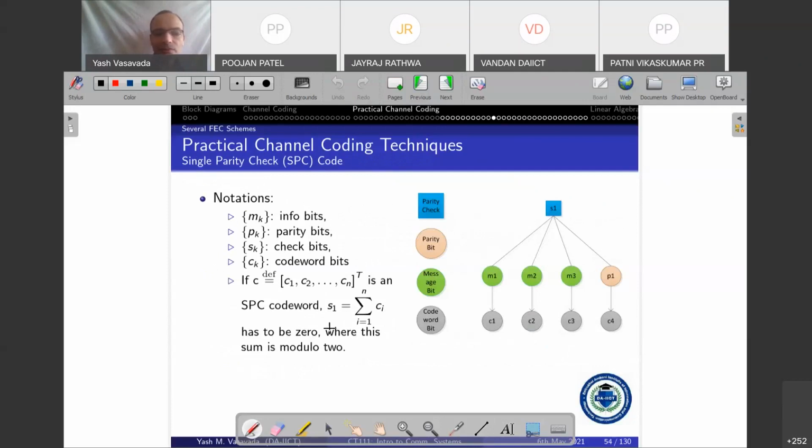Now, this is kind of a visualization of what this SPC code is. Keep this diagram in mind because we will be using this type of diagrams later on. By the way, this is also called a bipartite graph.